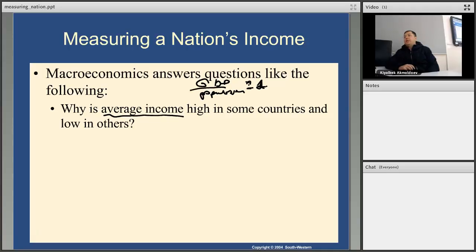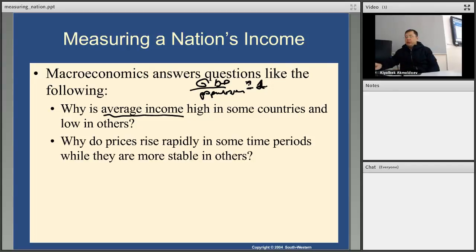For example, in our country, in Kyrgyzstan, GDP per capita, if we calculate directly in a nominal way, is nearly $1,200 per capita. If you look at the nominal GDP per capita of, for example, the United States, it is nearly $50,000 per year. So why is income per capita in the United States higher than in Kyrgyzstan? Who answers these questions? Macroeconomics answers these questions.